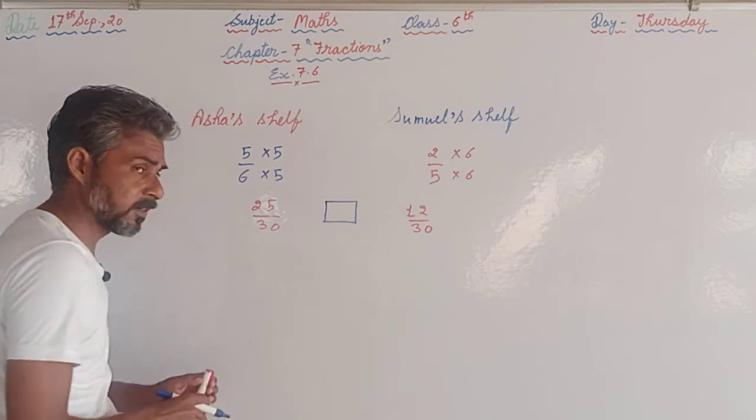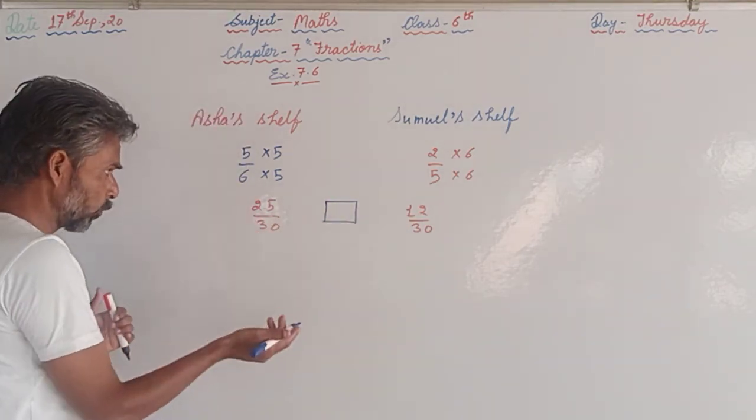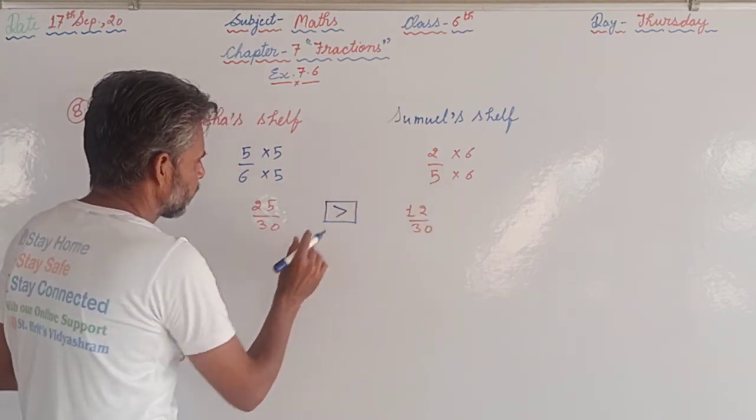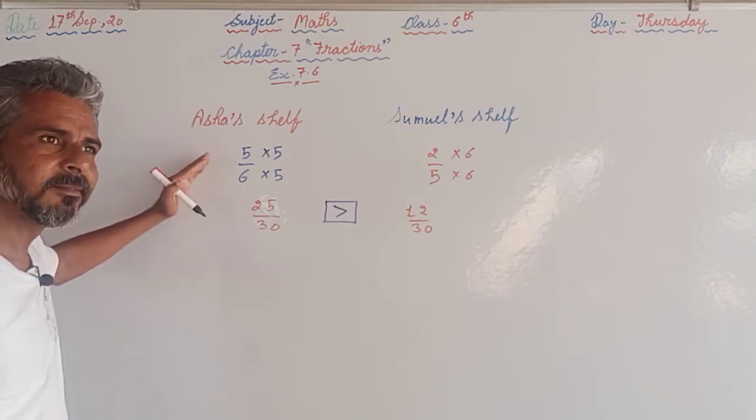So which one is larger? Both are having the same denominator. Now we are supposed to compare the numerators. 25 is more than 12, so the shelf of Asha is more filled with the books.